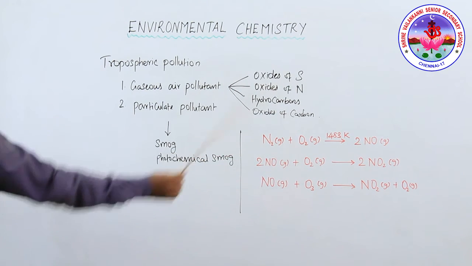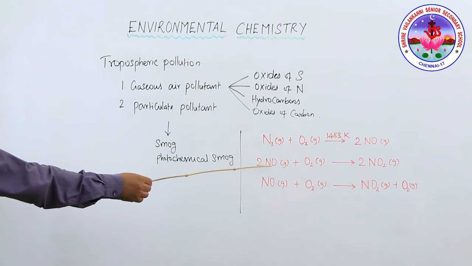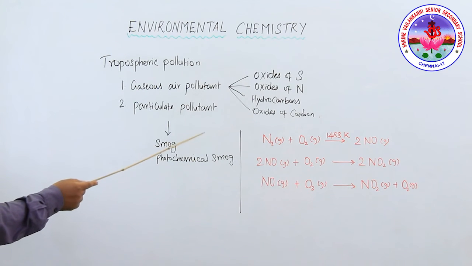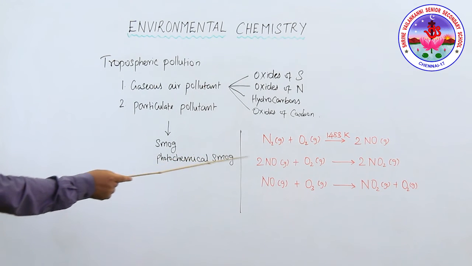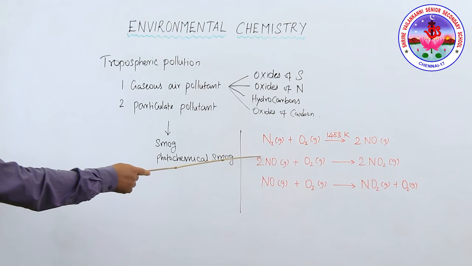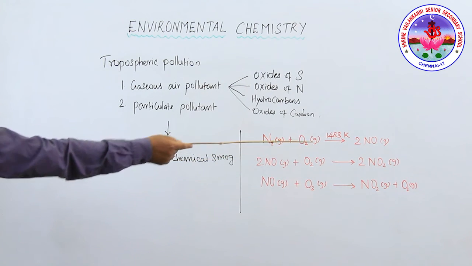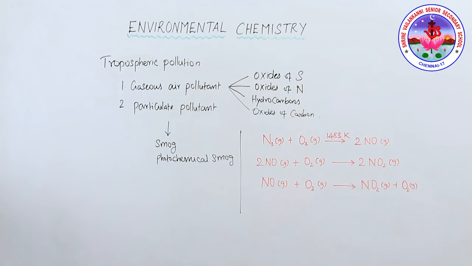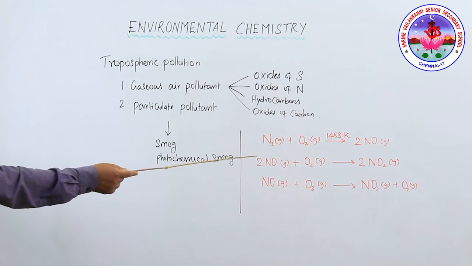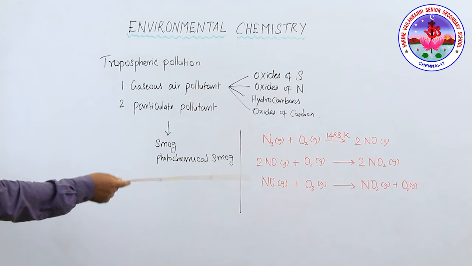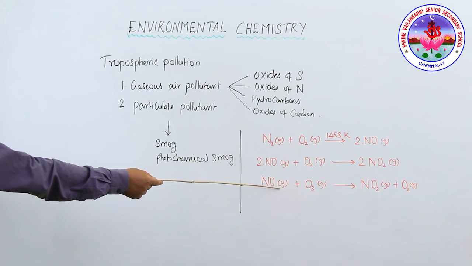This is the nitrogen dioxide. When the nitrogen monoxide reacts with oxygen, it forms nitrogen dioxide. Here, this nitrogen monoxide reacts instantly with oxygen to give nitrogen dioxide. Then the rate of production of NO2, nitrogen dioxide, is faster when the nitric oxide reacts with the ozone.